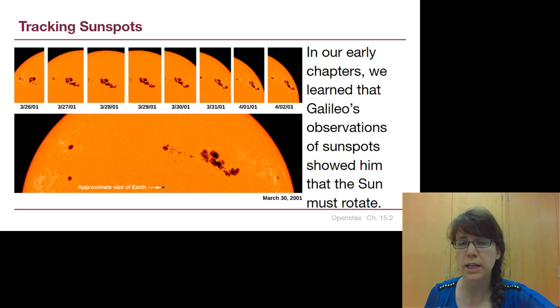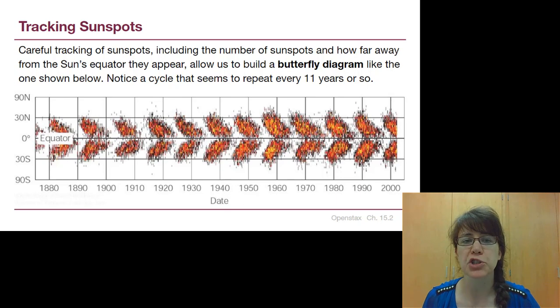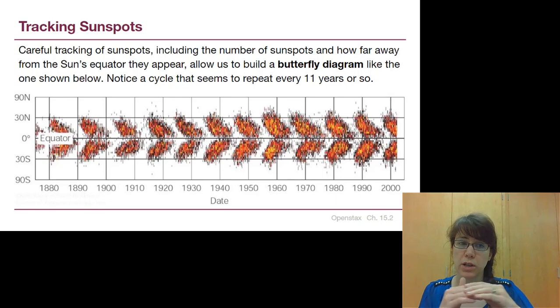Now what that tells us is that even with the very, very first telescopes, sunspots can be easily visible. And so careful tracking of sunspots has occurred over decades and even centuries. And careful tracking of these allows us to kind of figure out patterns in the data. So, for example, this picture here, what we're looking at is each of these small points is showing where sunspots actually occurred compared to the sun's equator.